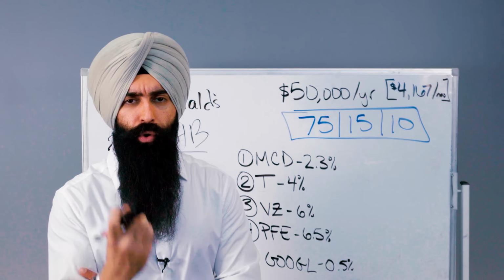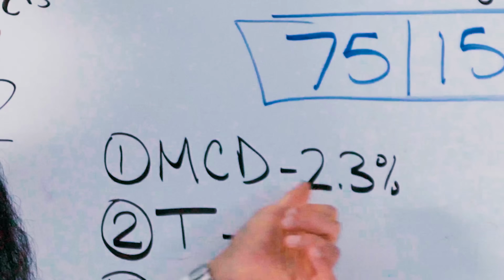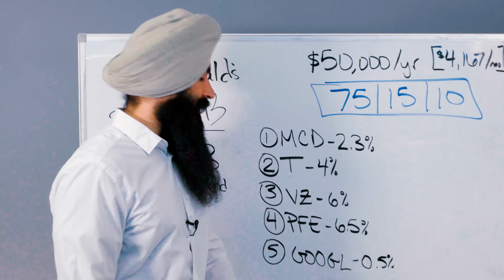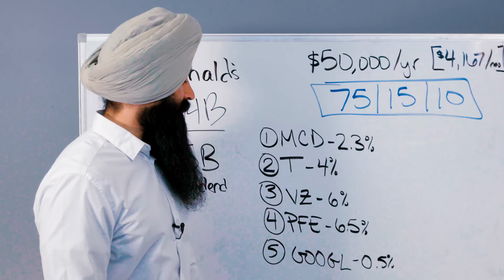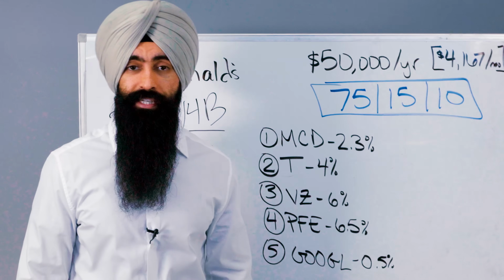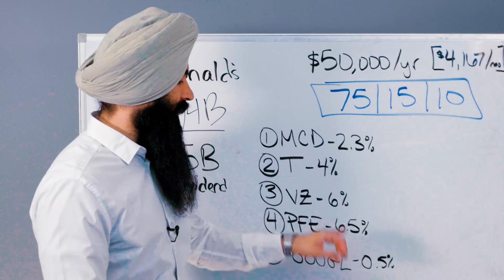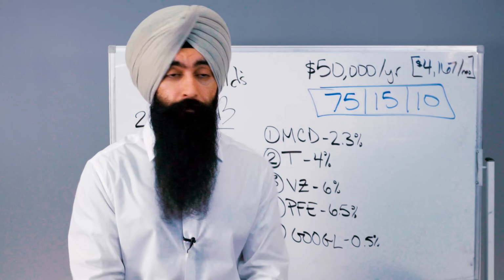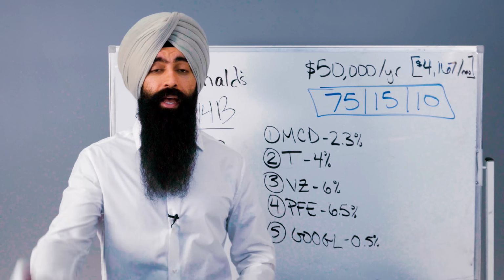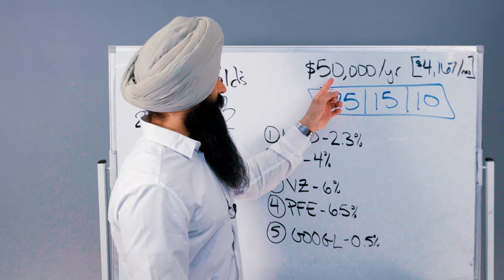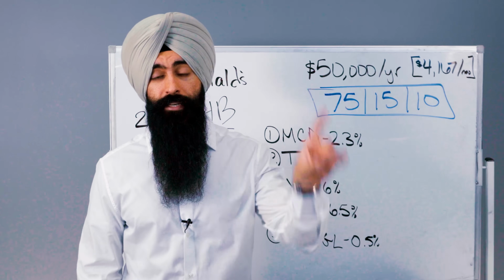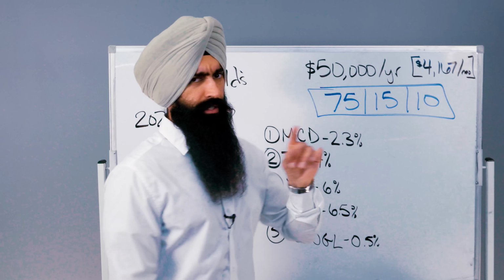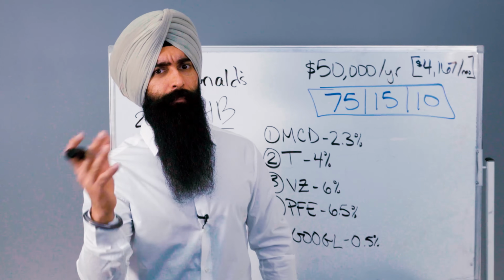Right now, at the time of me recording this video, McDonald's is paying out a dividend of 2.3%. AT&T is paying out a dividend of 4%, Verizon is paying out a dividend of 6%, Pfizer is paying out a dividend of 6.5%, and Google is paying out a dividend of 0.5%, which means if you were to invest your money into any of these stocks today, and your goal is to get this $50,000 a year in cash flow from dividends passively, well, you're gonna have to invest a lot of money today to achieve these goals. Let me show you what that means, and then I'm gonna show you how you can make it happen sooner than you might think.